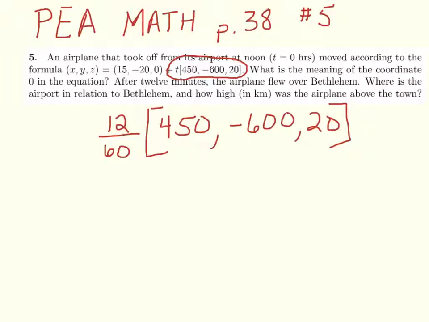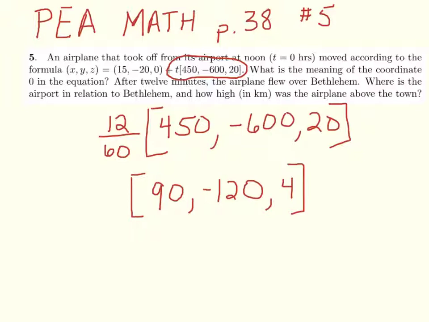When we multiply these, our scalar here, what are we going to end up with as our new vector? Okay, so when we multiply the 12 over 60 and scale our vector, our new vector is 90, negative 120, 4. What does that give us, Connor? That's how far the airplane goes in 12 minutes. Actually, it's not necessarily how far. It's not a distance. It's the vector it moves.